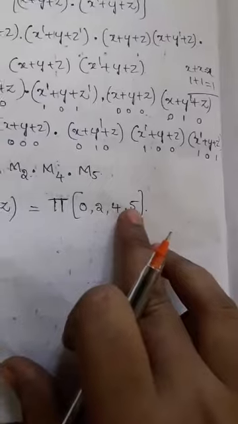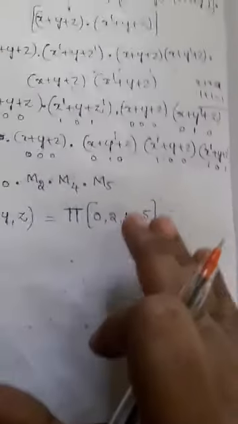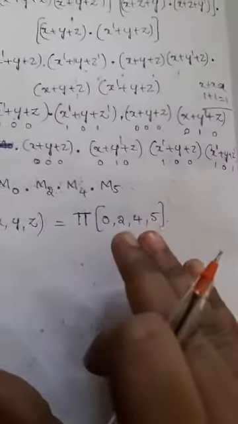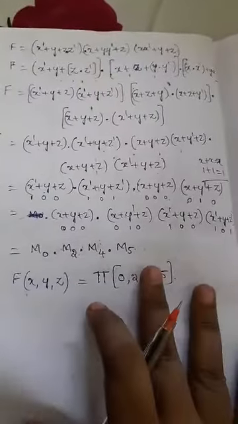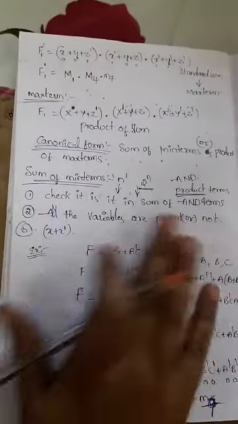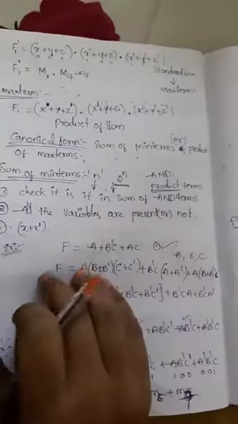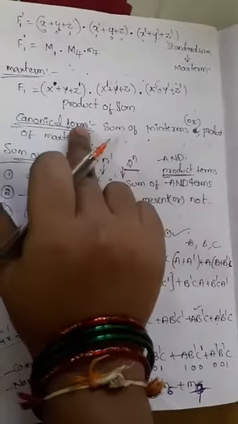Okay, this 0, 2, 4, 5 can represent the decimal equivalent of the binary numbers of the maxterm. So this is the procedure for finding the sum of minterms and the product of maxterms. The combination of product of maxterms and sum of minterms, we can call the canonical form.